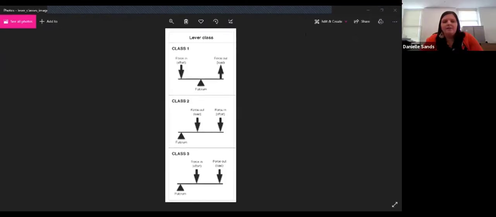A class two lever, the fulcrum is at the beginning, you push the force in at the opposite end, and the load is forced out in the middle. And then class three levers, the fulcrum is at one end, the force out is at the opposite end, and the force in is in the middle.